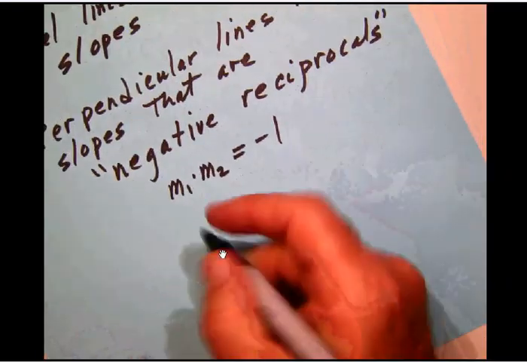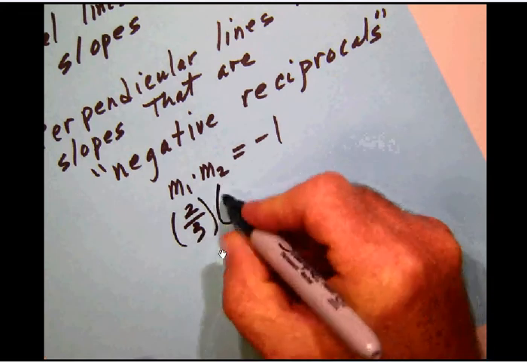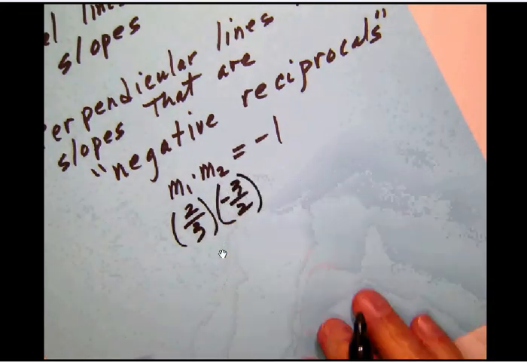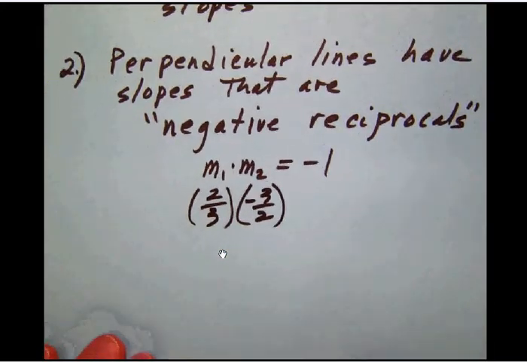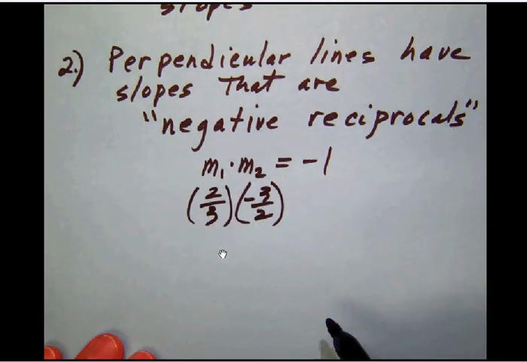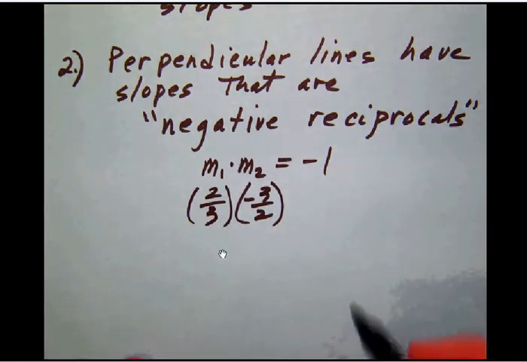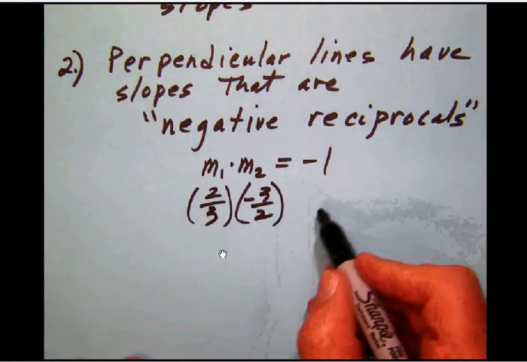Let's suppose the first line has a slope of 2/3. Then the second line will have a slope of -3/2. Okay, the slopes have opposite signs and they're the reciprocals of each other. You can see here that if these slopes are multiplied together, this would give -6/6 or -1.